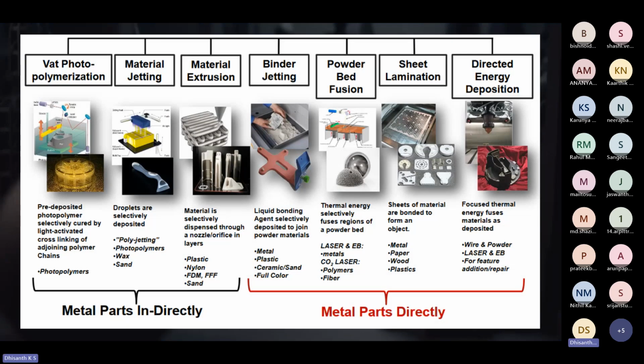Now, this is a general look at the classification of 3D printing technologies. The binder jetting, powder bed fusion, sheet lamination, and direct energy deposition, as we saw earlier, directly use metallic parts, and the vat polymerization, material jetting, and material extrusion are mainly based on polymers, but can be used for metals also.